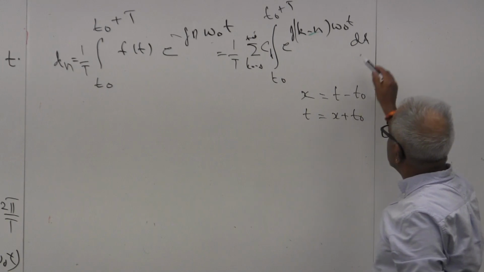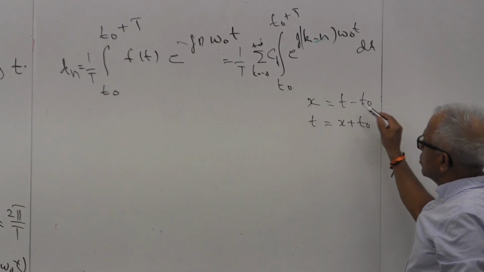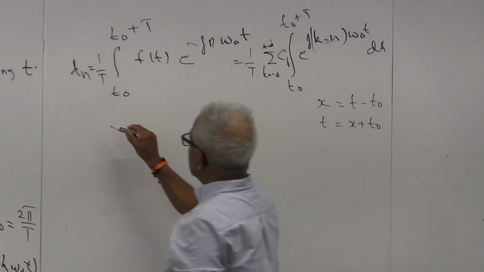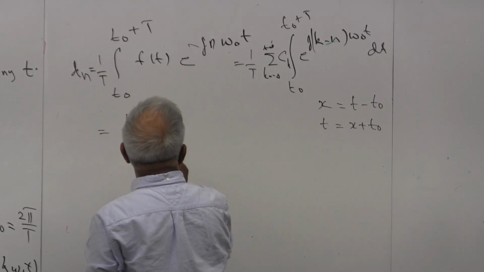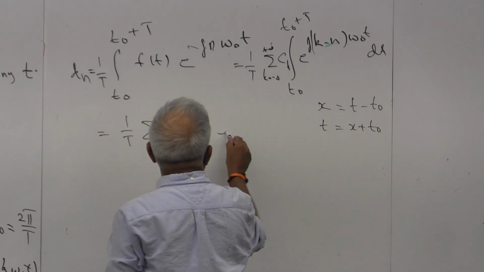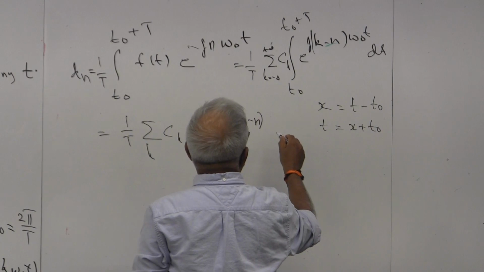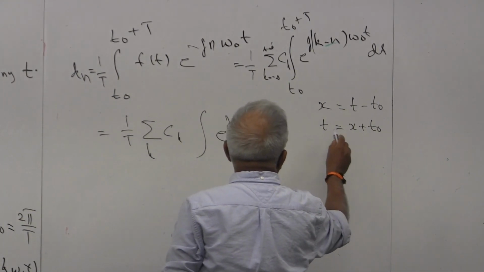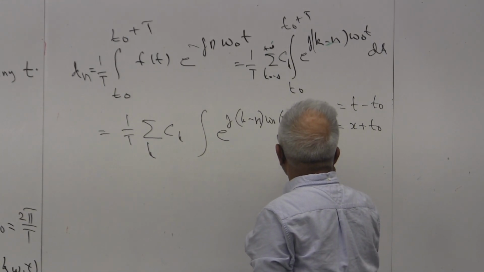So notice here, in dt, t is the variable. If you take the derivative of this, t naught is a constant, so dx is dt. So this integral becomes 1 over T, summation over k of ck, then the integral of e raised to j (k minus n) omega naught. Instead of t, I'm going to put x plus t naught, and dx.